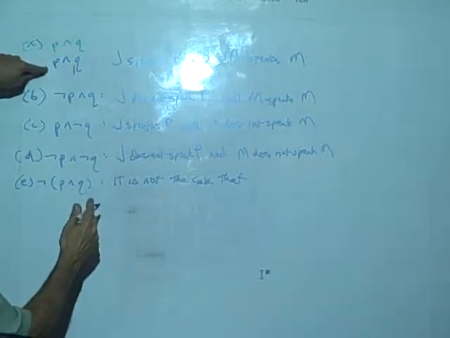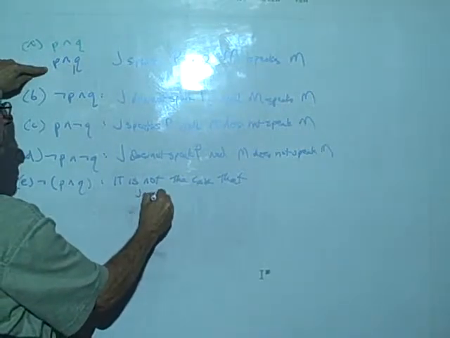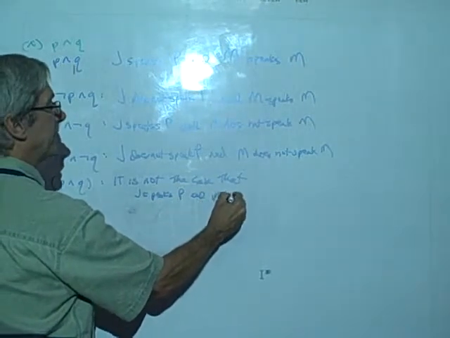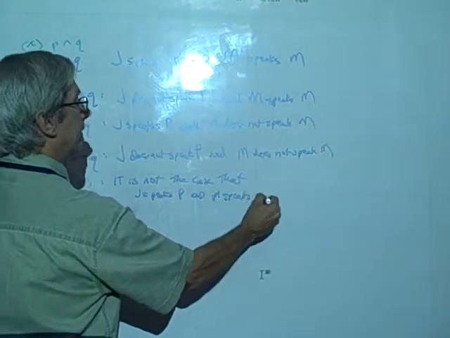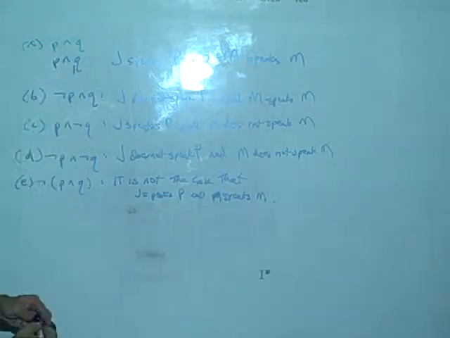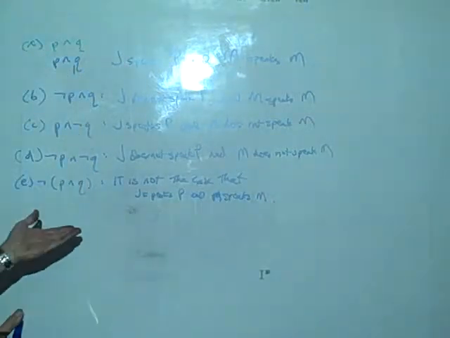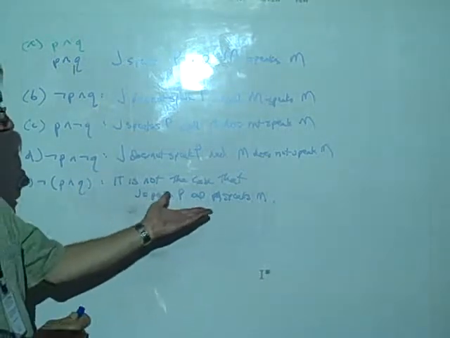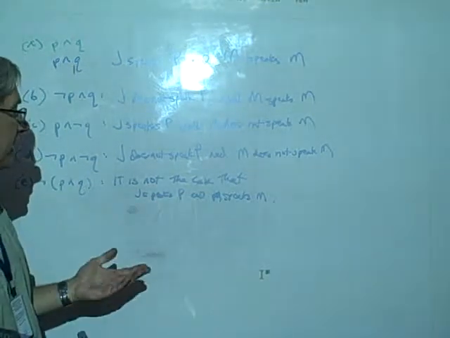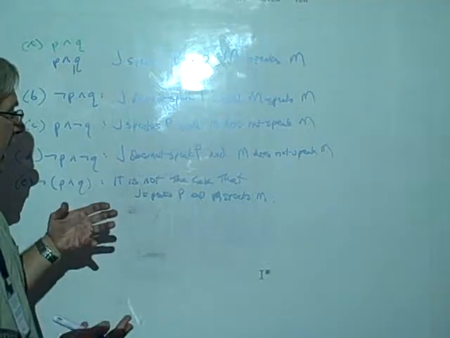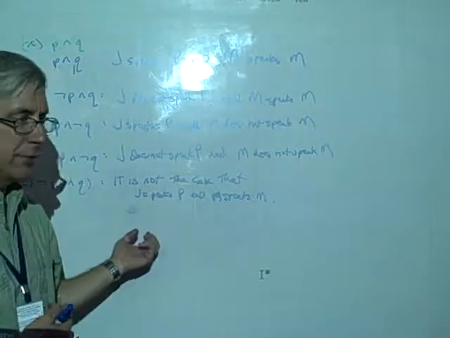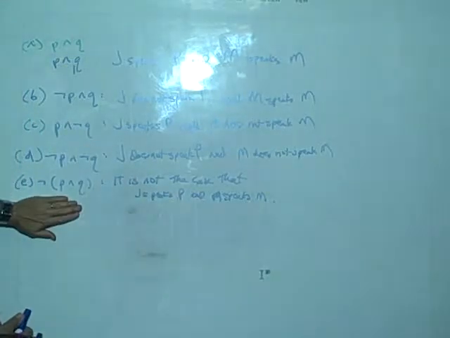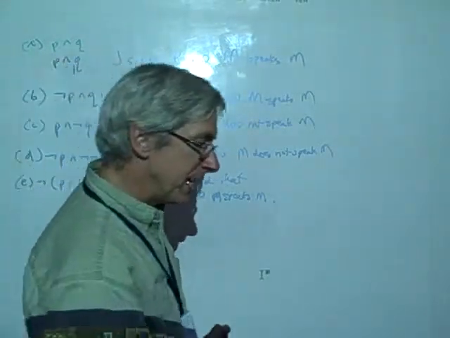That, and then I write P and Q. Jorge speaks Portuguese, and Mei-Ling speaks Malay. Okay? I could say it's not the case, or it's untrue that Jorge speaks Portuguese and Mei-Ling speaks Malay, something like that. All right? And it could be by having either one of these not false or both of them. So that's what the negation of the conjunction means, okay?